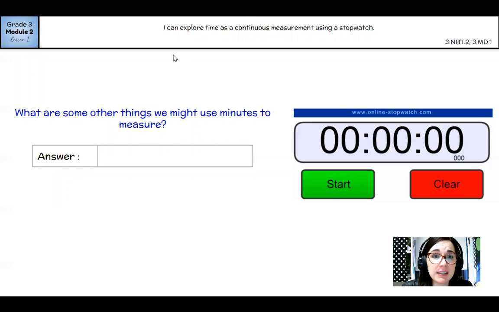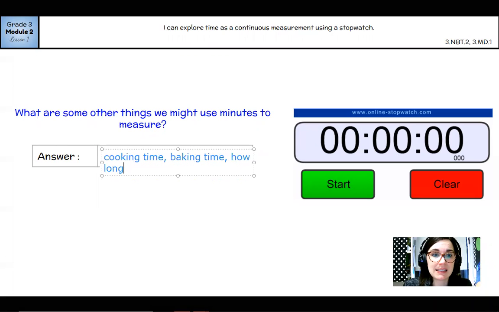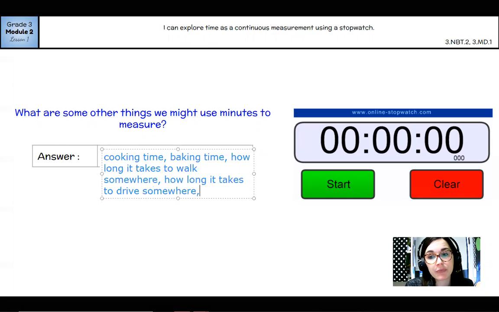So what are some things that we might use minutes to measure? We know that it feels a lot longer than a second, doesn't it? What are some things that we might use minutes to measure? Well, I'm thinking of things like cooking time, baking time, how long it takes to walk somewhere, how long it takes to drive somewhere, how long a show is, right? We actually measure a lot of things in minutes. Can you think of any other things that we measure in minutes?